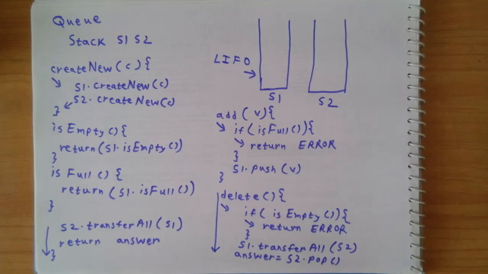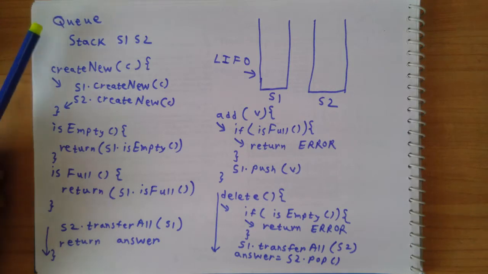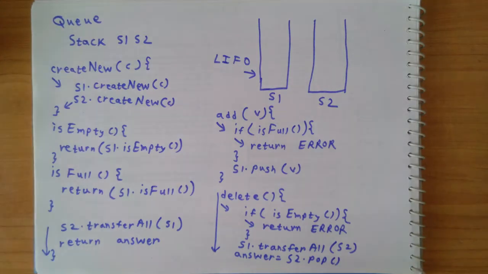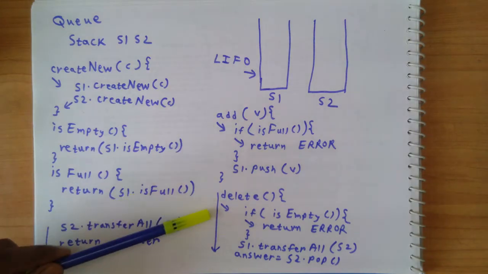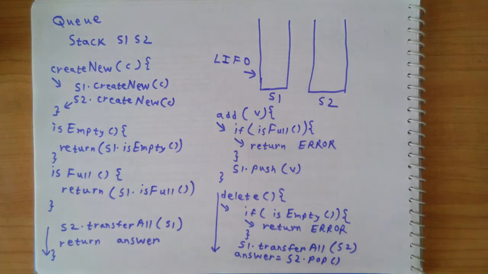In the previous video, we talked about implementing queue using stacks, okay? And the implementation that we had could do create new queue, is empty, is full, and add operations in constant time. However, the delete operation that we implemented required of the order of n effort, linear effort. If there are n elements in the queue, it required of the order of n effort to delete. Now let's see if we can somehow optimize this particular implementation.